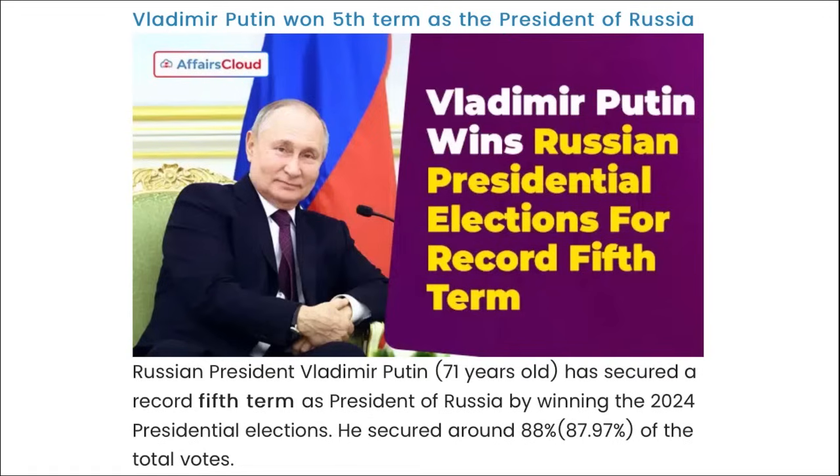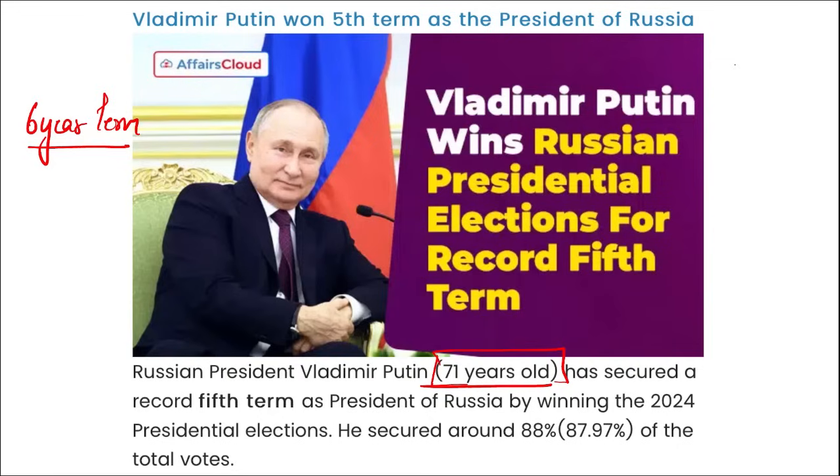And with this, this is a 6-year term of Putin, and this is for the fifth time he has won the presidential elections of Russia. He is 71 years of age, right? Moving on. Also remember, he was also awarded with the Time Magazine's Person of the Year in 2007.